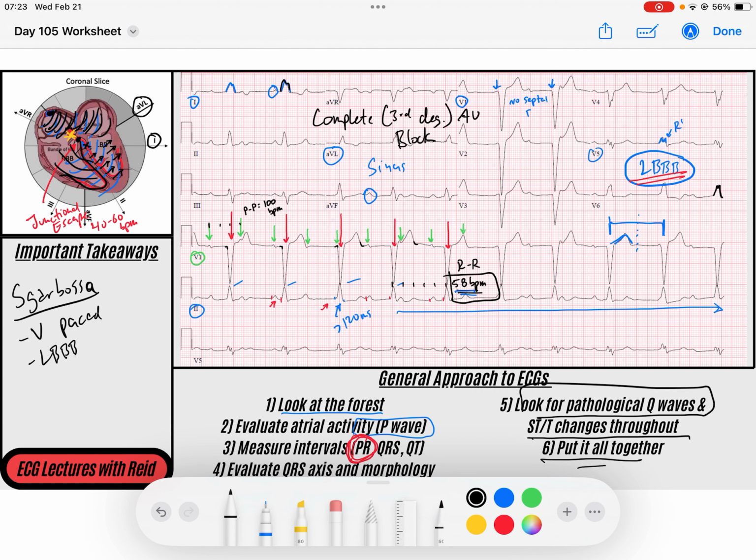And then when we put this all together, what do we have? We've got a complete third degree AV block with an underlying sinus rhythm at 100 beats per minute, but the escape rhythm is at 58 beats per minute. Our escape beats have a left bundle branch block morphology, so I'm going to say this is a junctional escape based off of my rate, knowing that the junction typically goes at 40 to 60 beats per minute for escape rhythms. So I would say that this is a complete AV block with a left bundle branch block escape pattern.